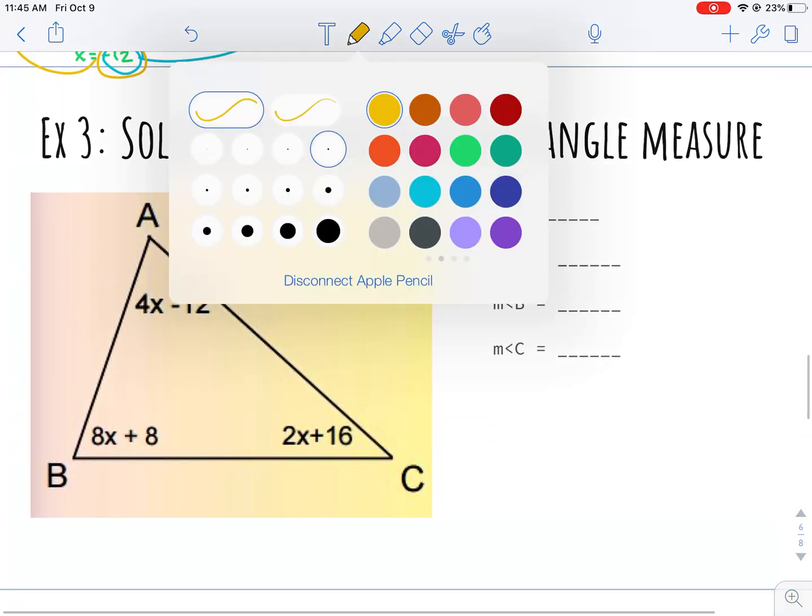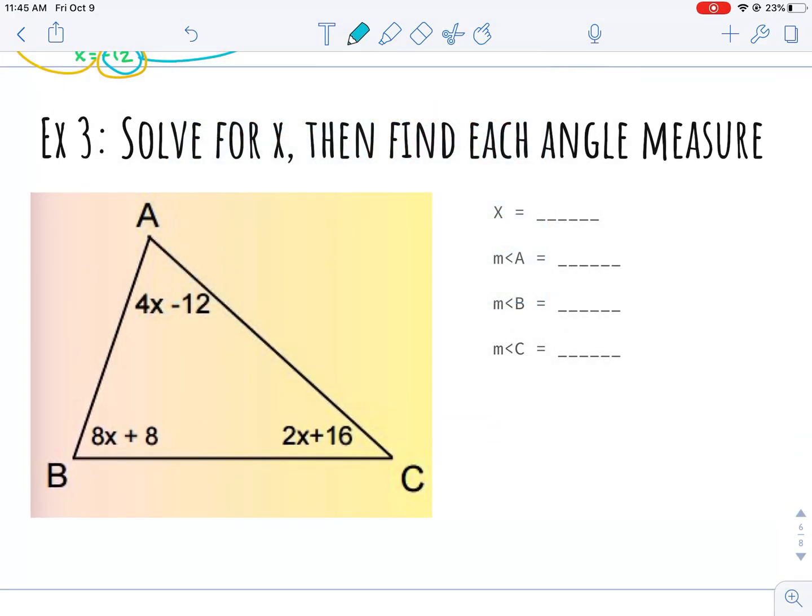All right, on this one, all 3 of them have algebra in it, but I'm following the exact same strategy. So I'm going to add up my angles: 4x minus 12 plus 2x plus 16 plus 8x plus 8. I know my angle adds up to 180. And now I'm just combining like terms. So I get 14x plus 12 equals 180. When I subtract my 12 off, I get 14x equals 168. Divide by 14, and x must equal 12.